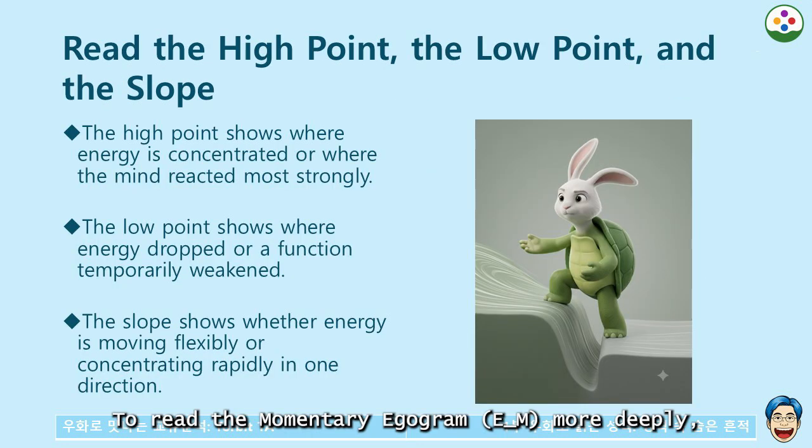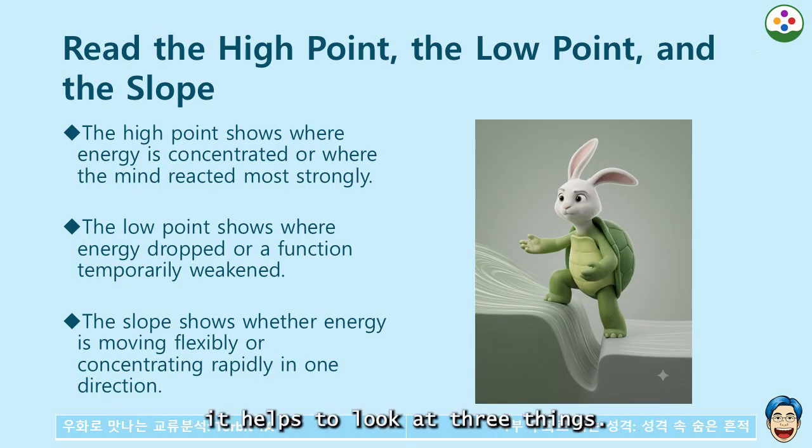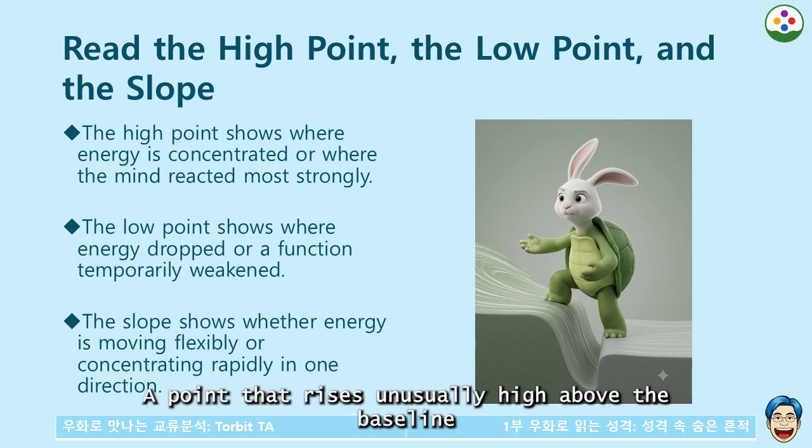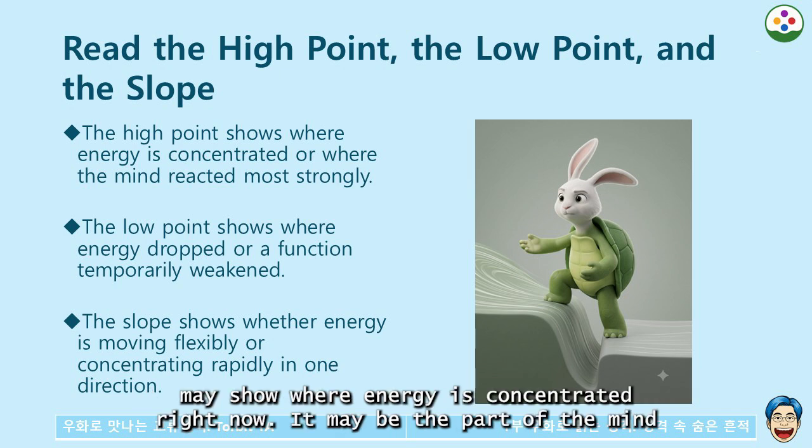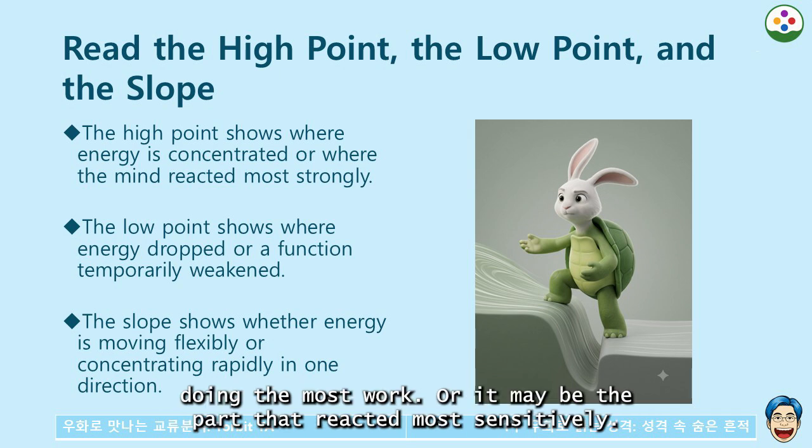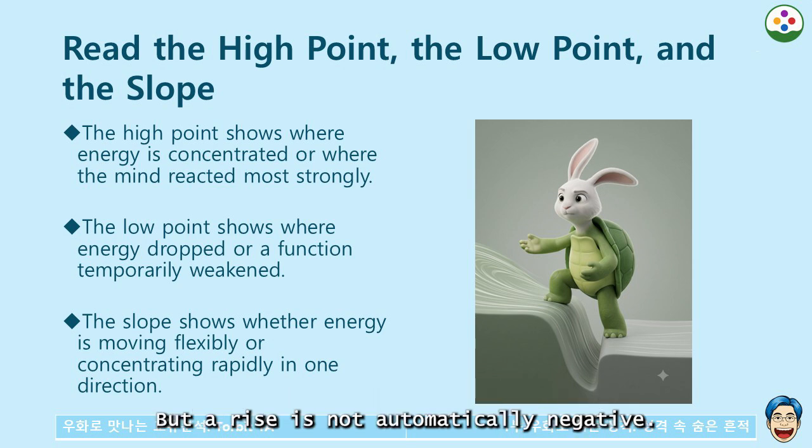To read the momentary egogram more deeply, it helps to look at three things. First, look at the highest point. A point that rises unusually high above the baseline may show where energy is concentrated right now. It may be the part of the mind doing the most work, or it may be the part that reacted most sensitively. But a rise is not automatically negative.